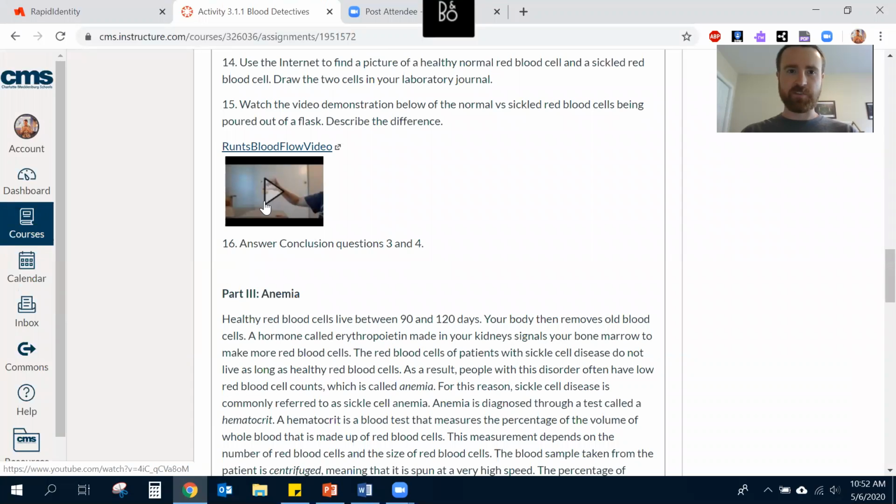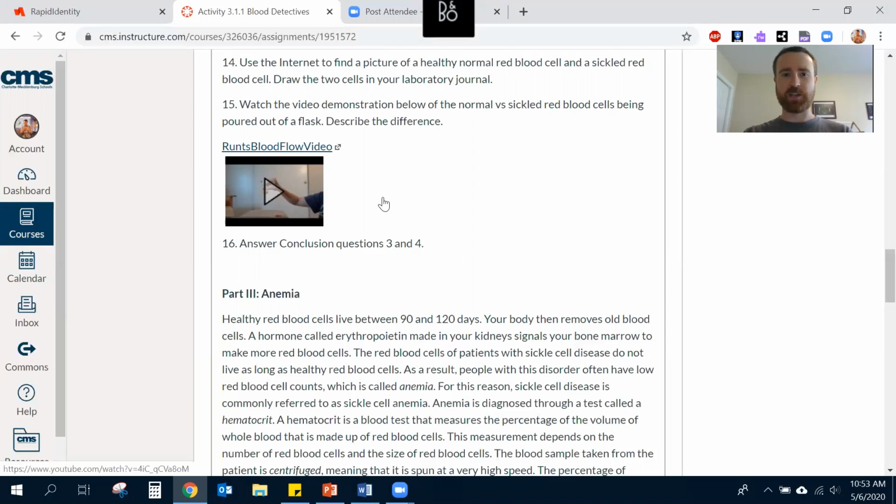So right here under step 15, you have a video that another biomedical science teacher made. You would have done this in person in class, but her demonstration shows the difference pretty well. The red cherry, I guess they're cherry, maybe they're strawberry, I don't know. The red runts represent normal red blood cells. And the mouth and the opening of the flask represents a really, really small blood vessel, a capillary, which are the smallest blood vessels in your body.